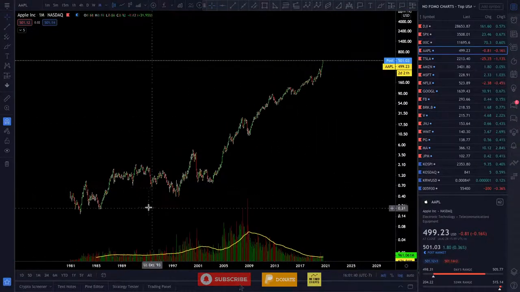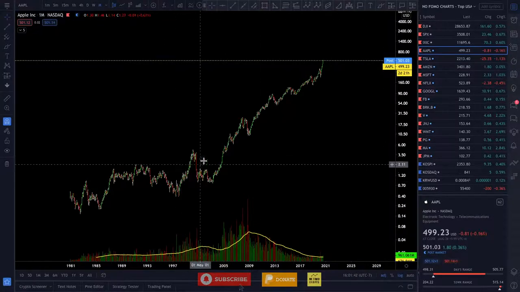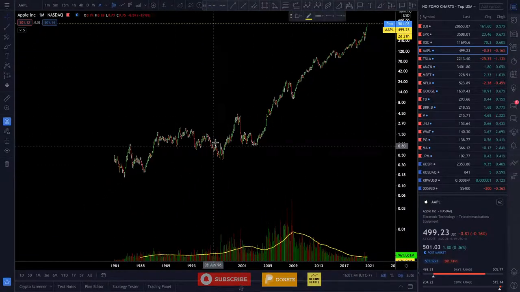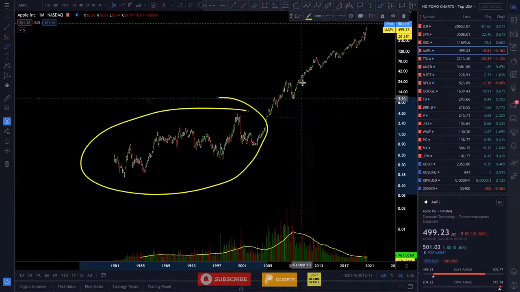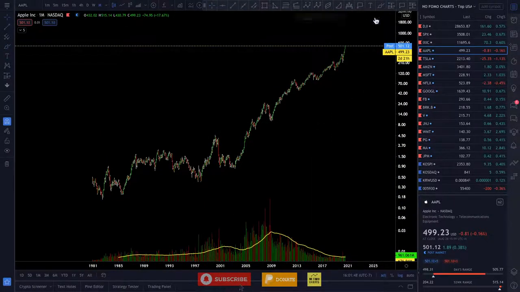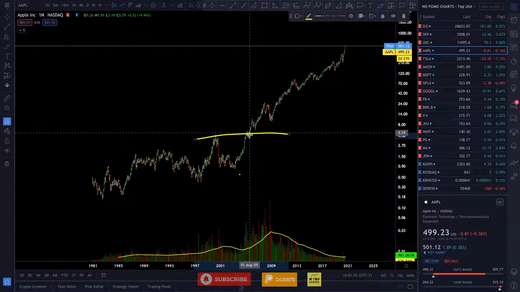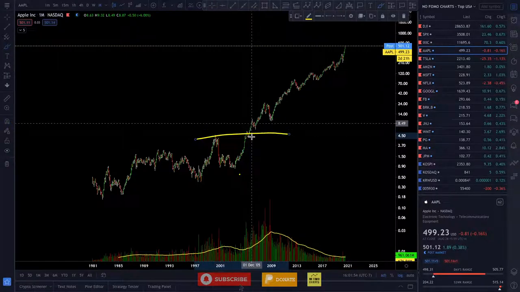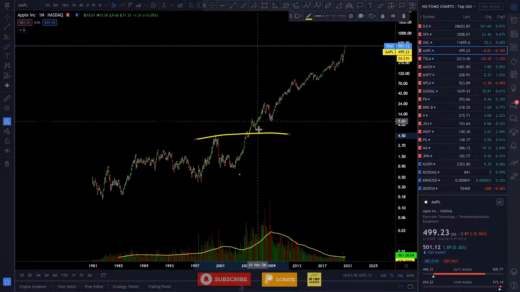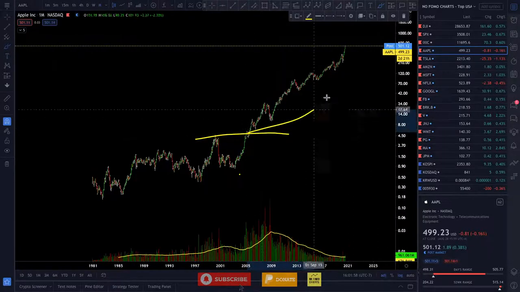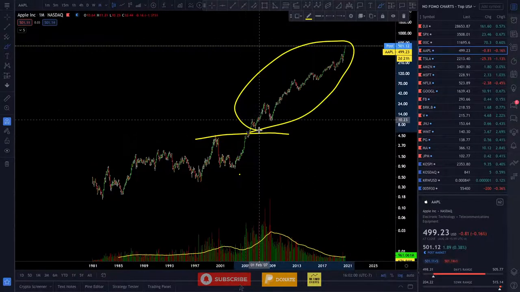If you just think about it, there's this cluster of prices, right? Then where did the price really explode? Right here. So where was that? Like 2005. 2005 is where Apple took over and exploded.